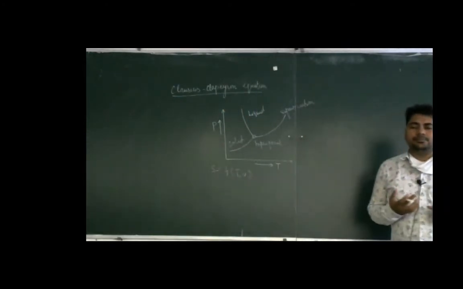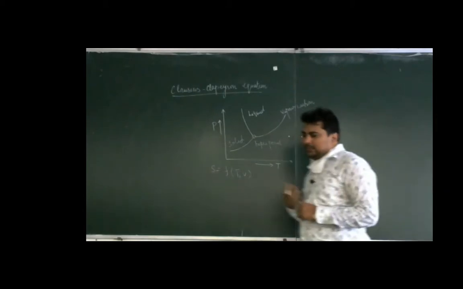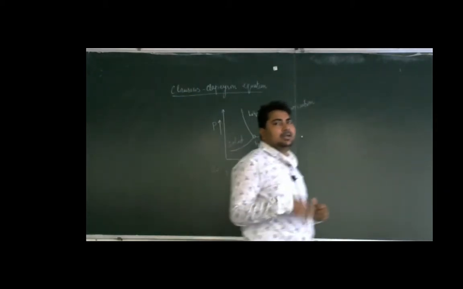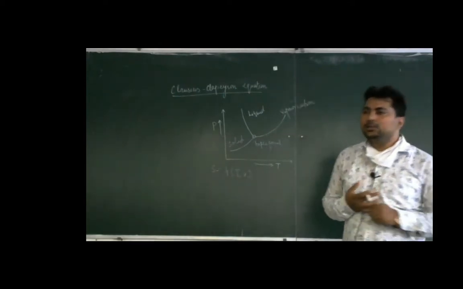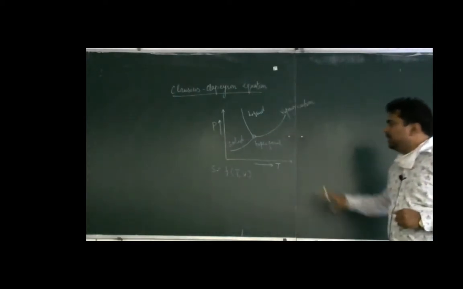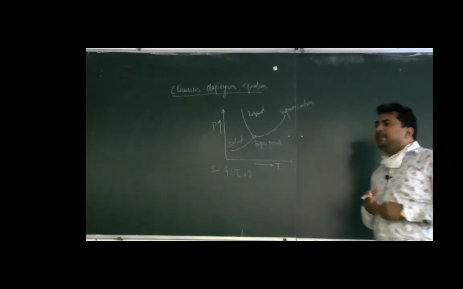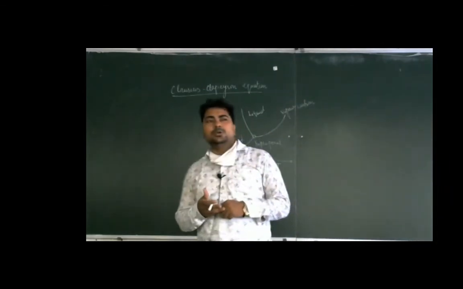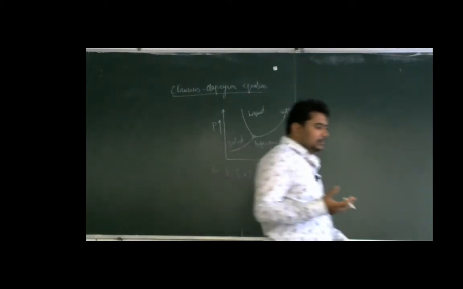One is the wet steam, where the moisture particles are wet. Another one is the dry steam, and third one is the superheated steam. Now we will discuss the Clausius-Clapeyron equation according to the use of Maxwell relation.